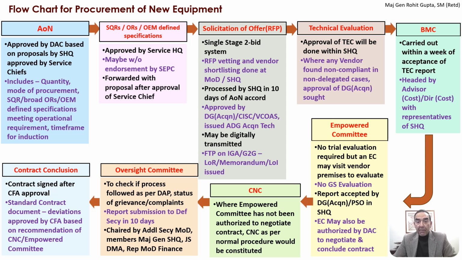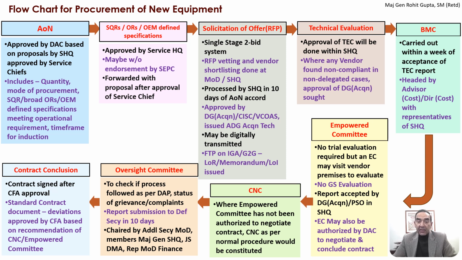And what is now important is that the RFP is processed by the service headquarters in 10 days of the AoN accord, where it was 6 months previously for the other systems. It is approved by the DG Acquisition, CISC/Vice Chief, depending on the non-delegated/the delegated powers, and it is issued by the ADG Acquisition Tech as normal to all procedures. Now, these RFPs can be digitally transmitted directly to the vendor concerned/the OEM.